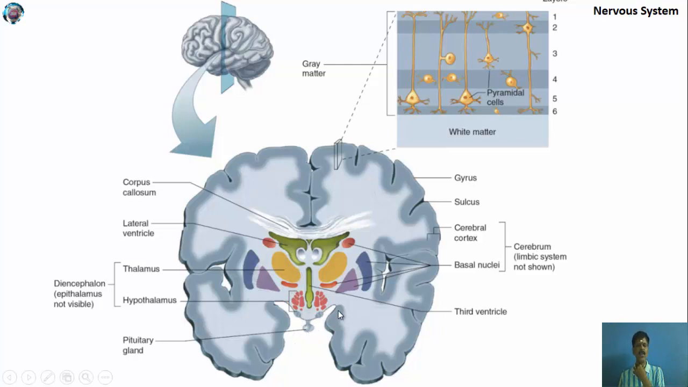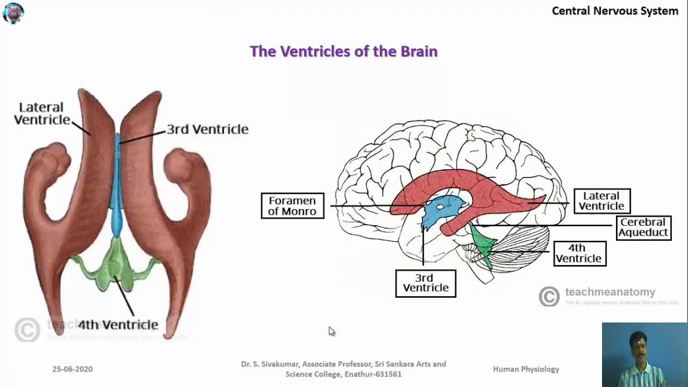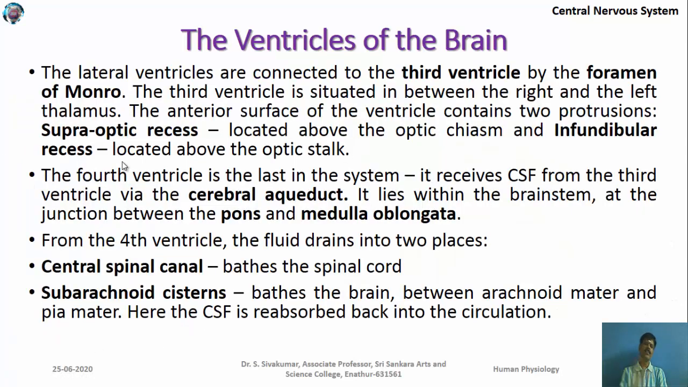Okay, so this is how you can see the ventricles of the brain by means of this cross section. This is the only view of the ventricles. The lateral ventricles are connected to the third ventricle by the foramen of Monro. The third ventricle is situated between the right and left thalamus, because the thalamus is present in two hemispheres. So between that you have the third ventricle.